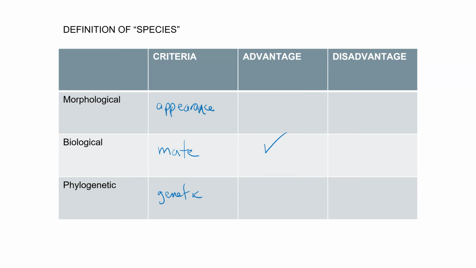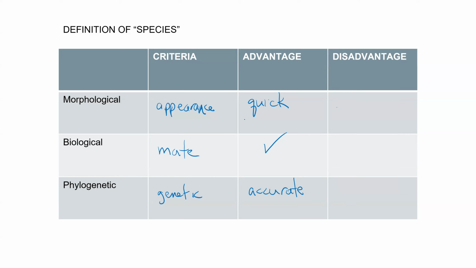The advantage to biological is that it's the most common. The advantage to morphological is it's quick. The advantage to genetic is it's accurate. The disadvantage is that it's very expensive and very time consuming. The biological doesn't work for asexual reproduction or extinct species. And the disadvantage there is, what traits do you use? And is the trait you're using actually valid for what you're analyzing?